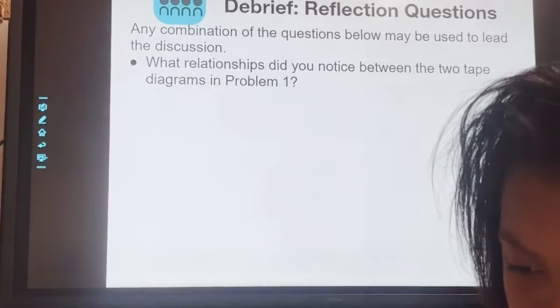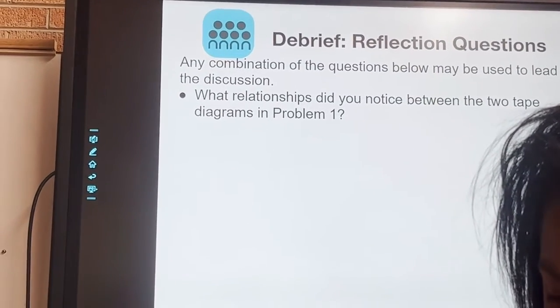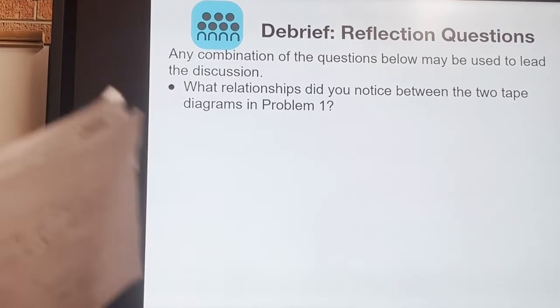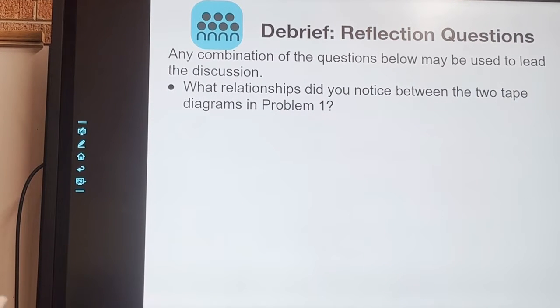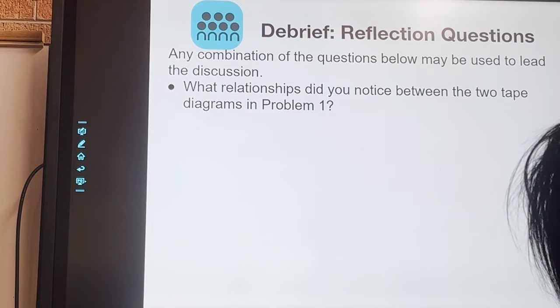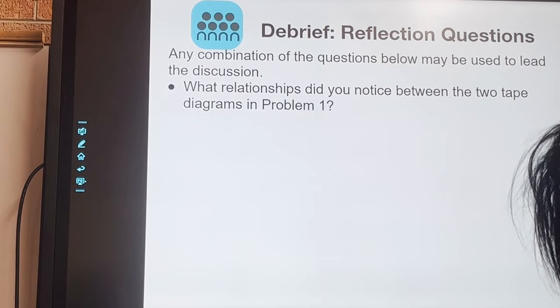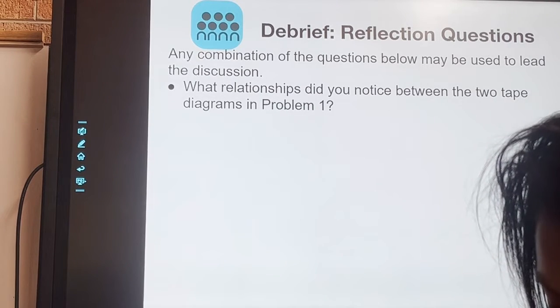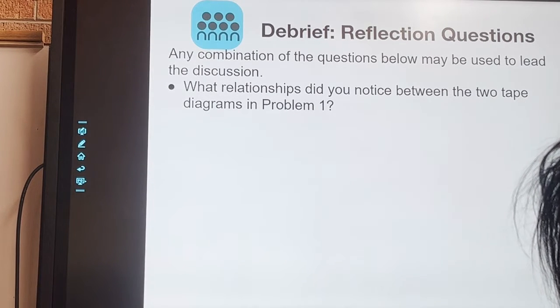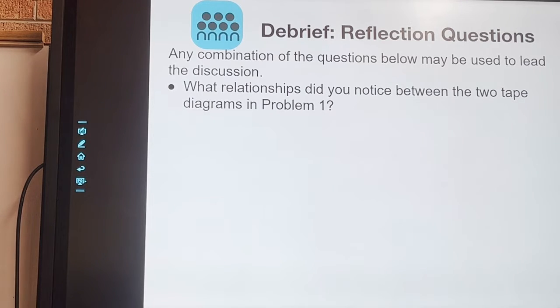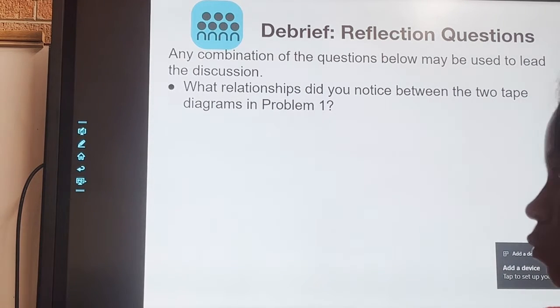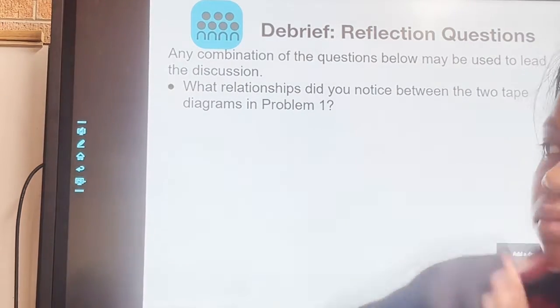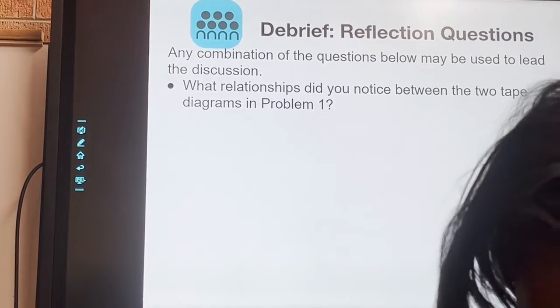And we're just gonna do one. What relationship do you notice between the 2 cake diagrams in problem 1? So let's go back. What do we notice about these 2 problems? Look at problem 1. What do you notice? They both have what? 3 boxes. They both are broken into thirds. The tape diagrams are both broken into thirds. Good. Do we notice something else? What do we notice? The second diagram is missing its whole number. Good. What else do we notice?